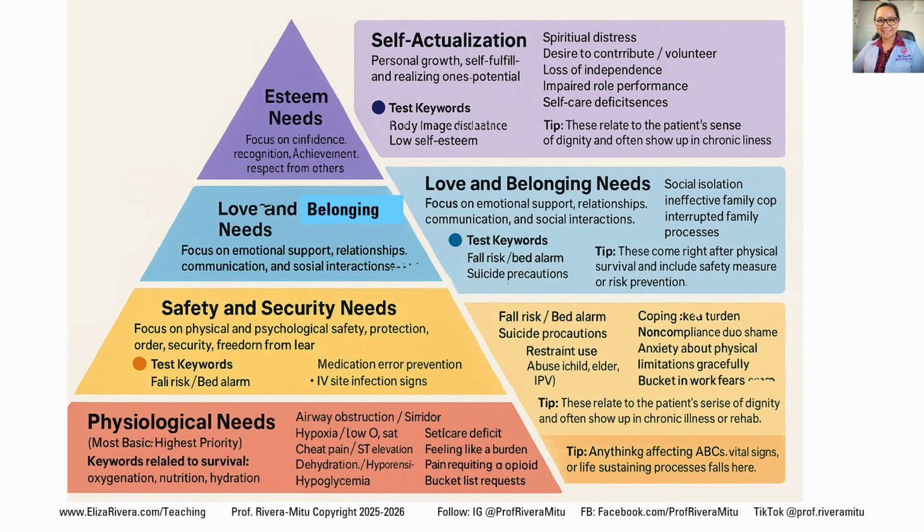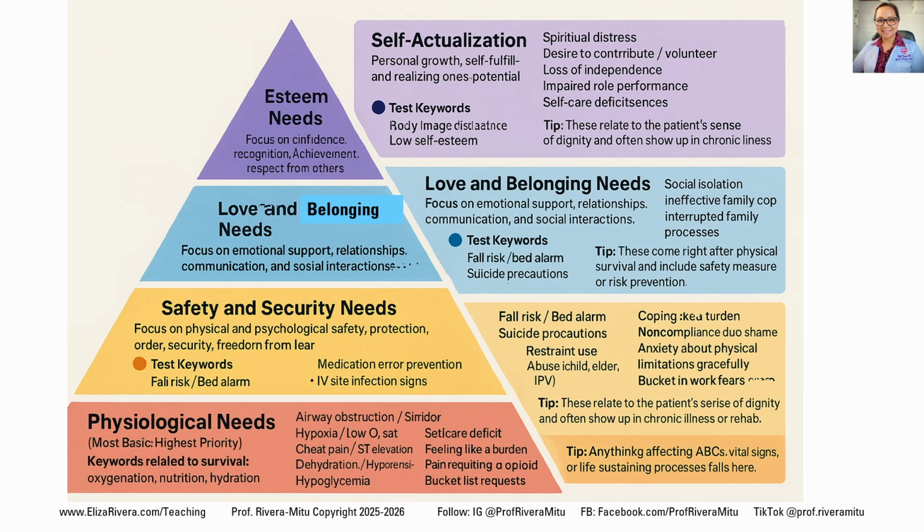In this revised Maslow's hierarchy of needs, I've added some test keywords that may be helpful in identifying whether something belongs under the physiological, safety and security, love and belonging, or esteem needs. Beginning from the bottom, with physiological needs, some keywords related to survival would be important, such as oxygenation, nutrition, hydration, elimination, sleep, or homeostasis.